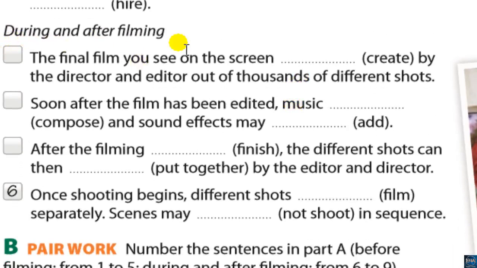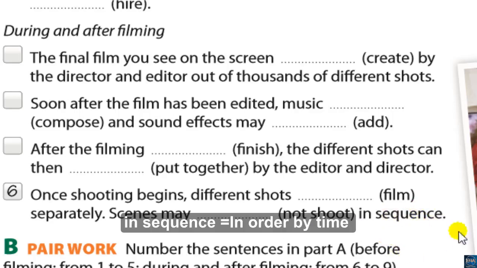Now let's do during and after filming. The final film you see on the screen is created by the director and editor out of thousands of different shots. Soon after the film has been edited, music is composed and sound effects may be added. After the filming is finished, the different shots can then be put together by the editor and director. Once shooting begins, different shots are filmed separately. Scenes may not be shot in sequence, which means not in one time, together in one time.